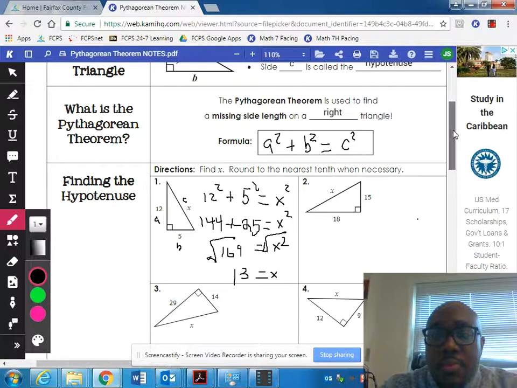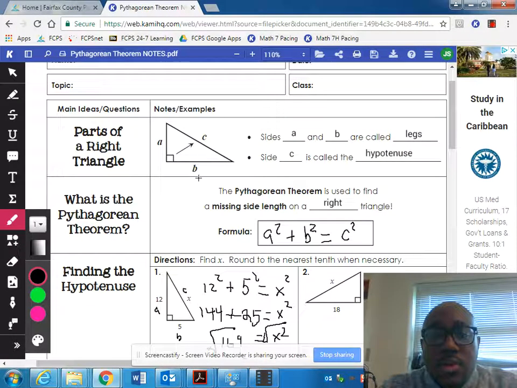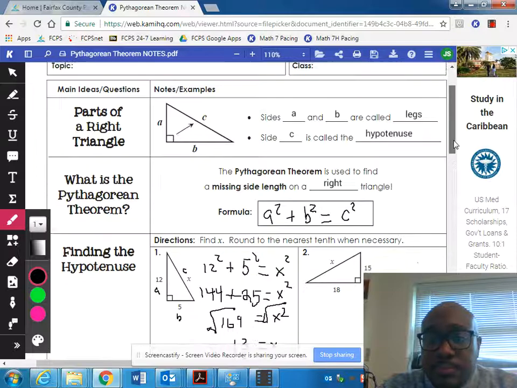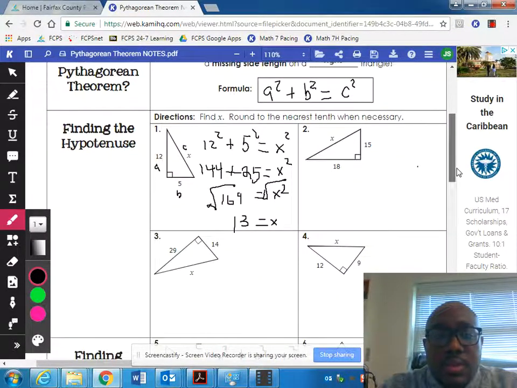And some of you might be wondering, where do we get these letters from? Where do we get these sides from? This side squared plus this side squared should equal this side squared. So let's do an example or two.